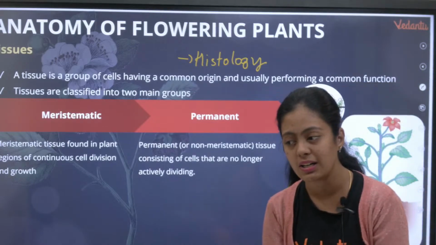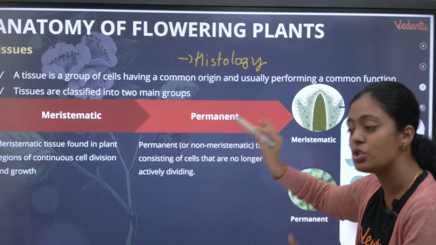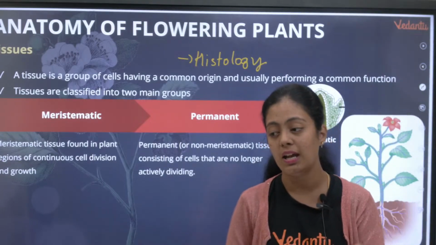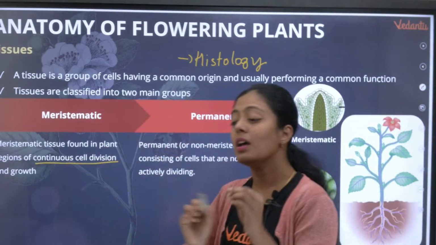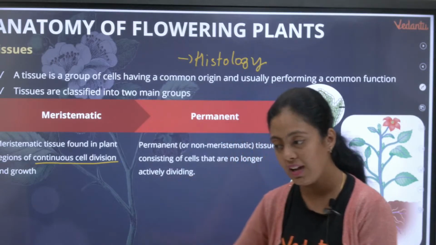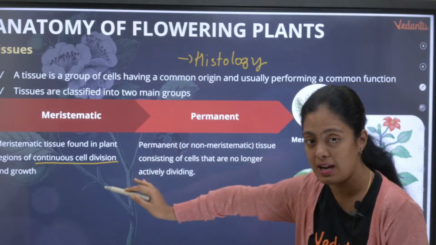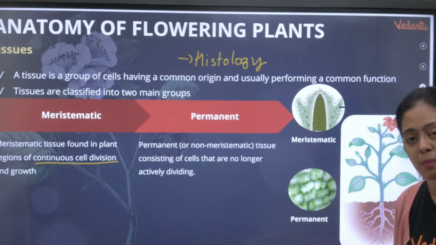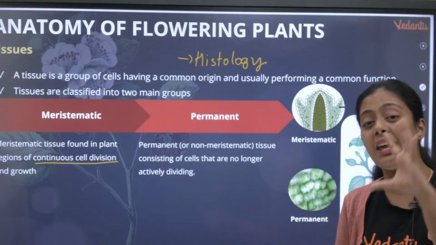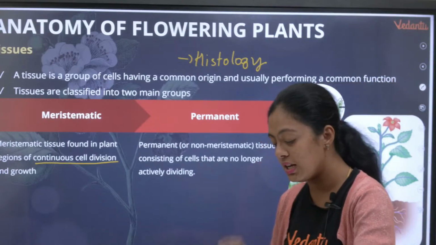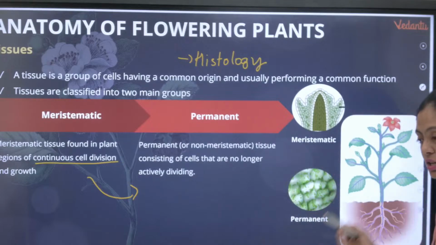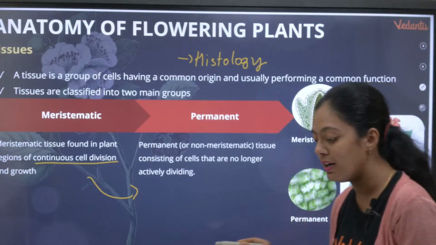There are two important kinds of tissue. One is meristematic tissue, another is permanent tissue. So what is meristematic tissue? They are found in regions of continuous cell division and growth. Wherever cells are continuously dividing, there I can see meristematic cells. Then what is permanent tissue? The meristematic cells become permanent in nature. They gain a function, we call it differentiated. The meristematic cell gets differentiated into a permanent tissue. That is what we call permanent tissue.